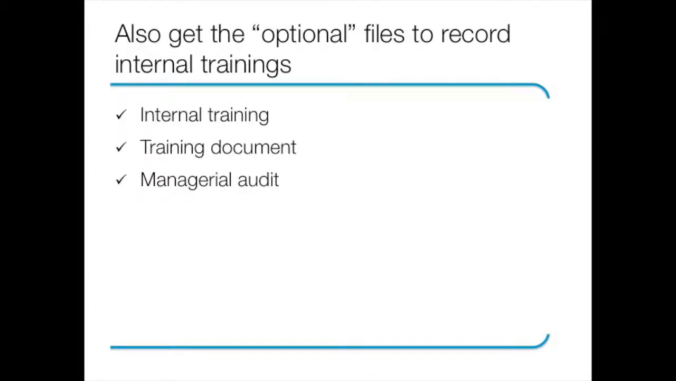In addition, we've included a few optional documents: internal training, training document, and managerial audit. I recommend that you download these files, even though they're marked as optional, and we'll not go over them in detail in this training. But you can use the internal training document to record trainings that you organize within your organization. One good example is the FPC system training, where you'll go over the main requirements with your employees. Then we have the training document that can and should be used to record all one-on-one trainings that you organize for your new and old employees.